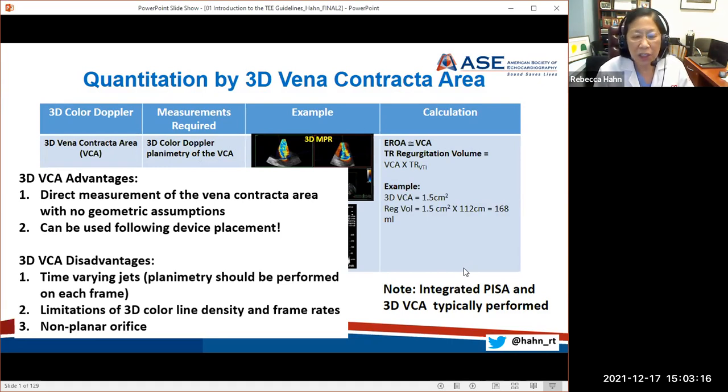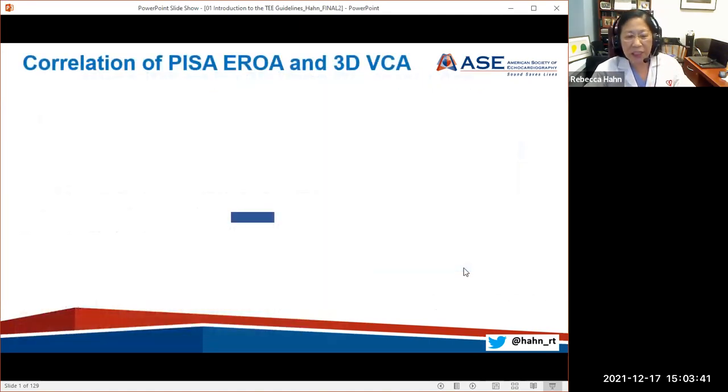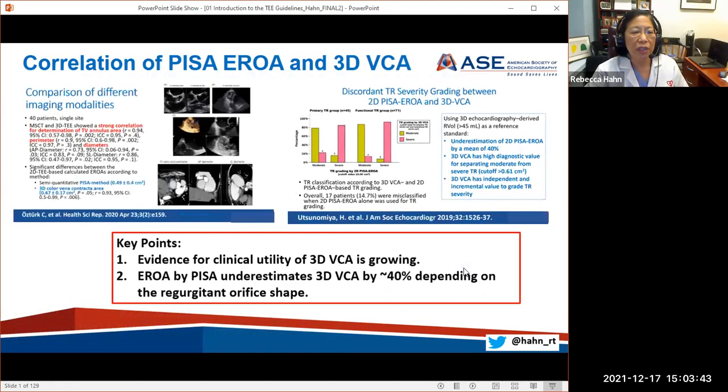And then the disadvantages obviously are, again, it's temporally variable. So I just showed you temporal variability of PISA. The 3D vena contracta area may also be temporally variable depending on the etiology of the regurgitation. And therefore, in our lab and in the core lab, we integrate the PISA, like I just showed you, over the systolic time interval. And we'll integrate also 3D VCA, and that's how we get them to correlate the best, sorry.